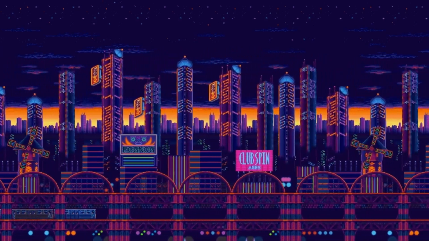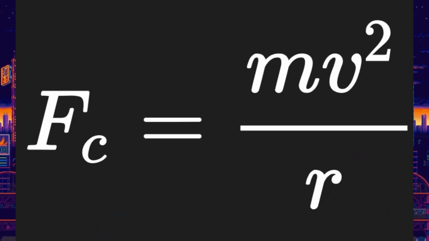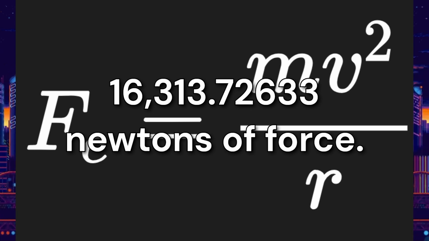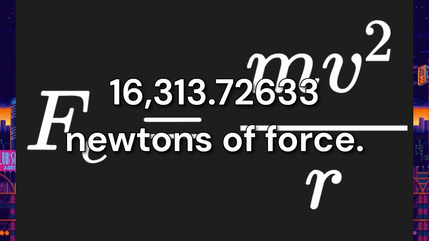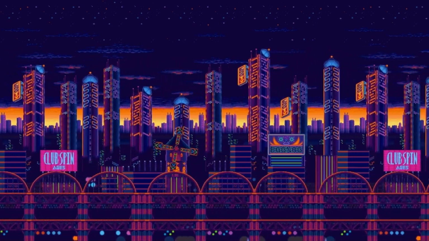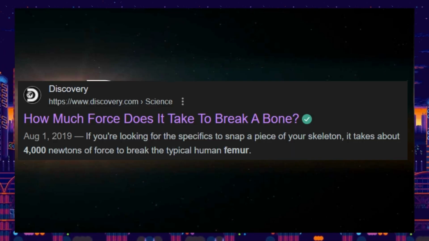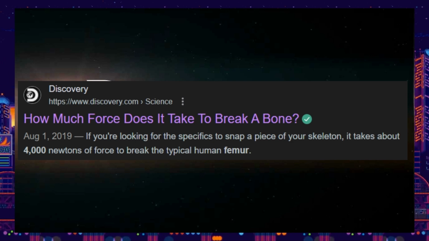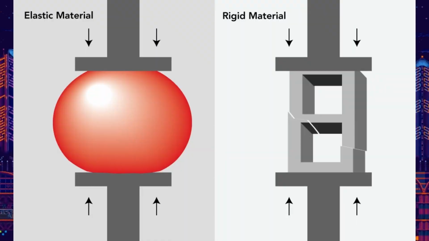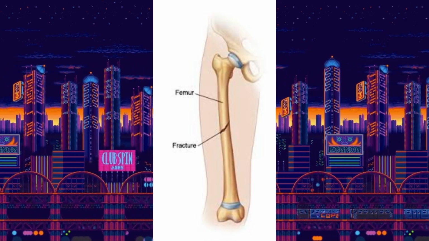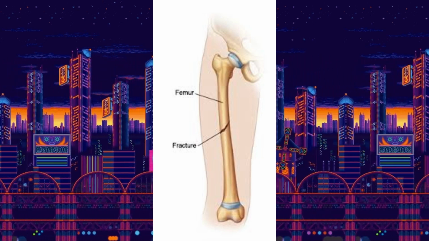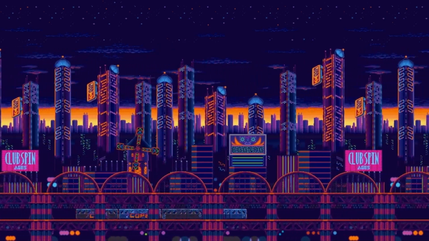Then finally, by putting all the variables into the formula for centripetal force, it is determined that Sonic experiences 16,313.72633 newtons of force. That is a lot. And from information gained from websites such as the Discovery Channel, it is determined that the bone that experiences the most stress and force while running is the femur, or the thigh bone. Under compressive force, the thigh bone can only take about 4,000 newtons of force, after which it begins to break and/or crack. So yeah, that's some bad news.